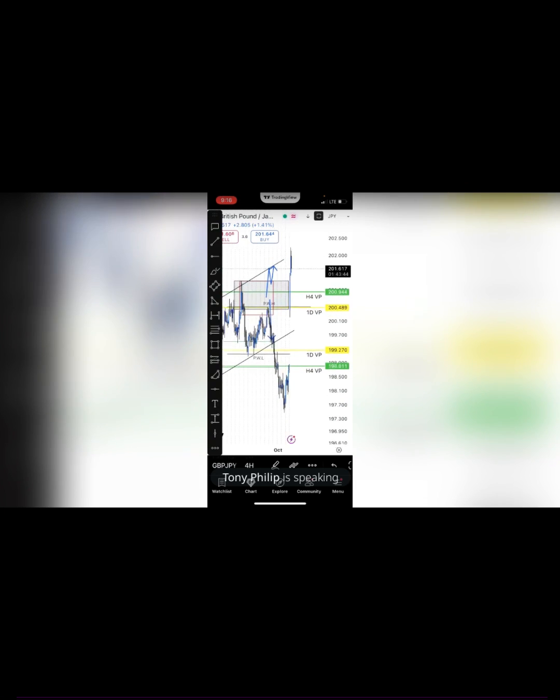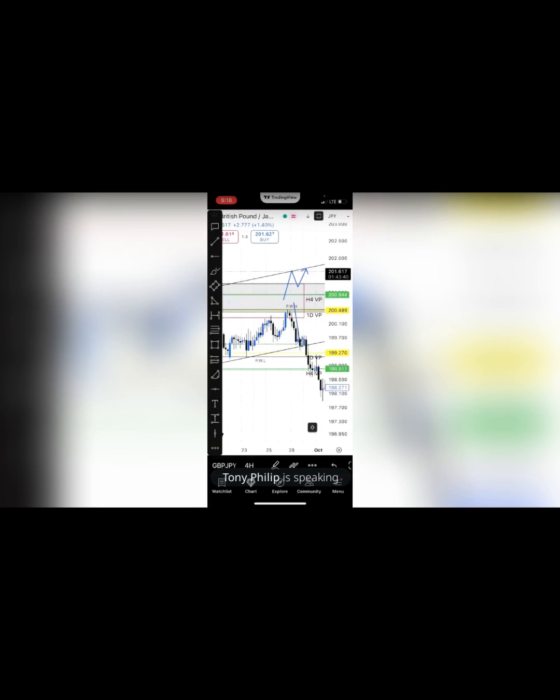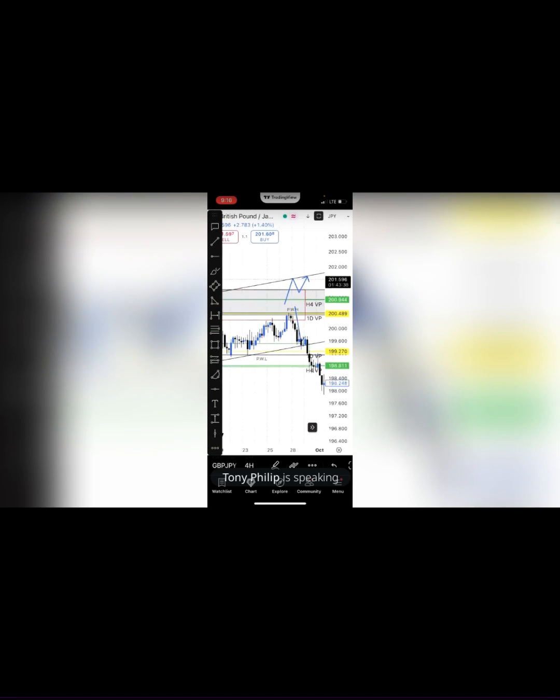GBPJPY. So this was our forecast for GBPJPY. Let's not focus on what is happening now. This was our forecast for last week. We told you guys that the market was here, that's Sunday evening, because we did this one live Sunday. So we told you the market is going to sell from this level once the market opens.